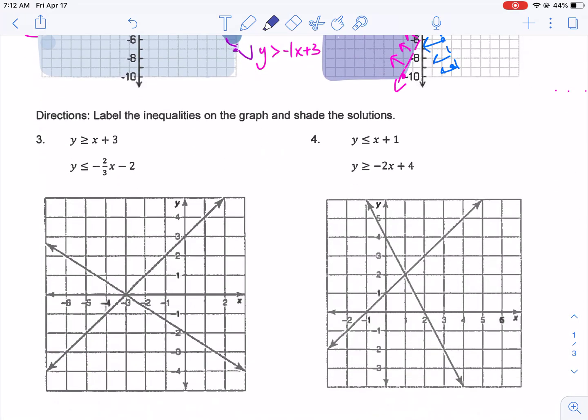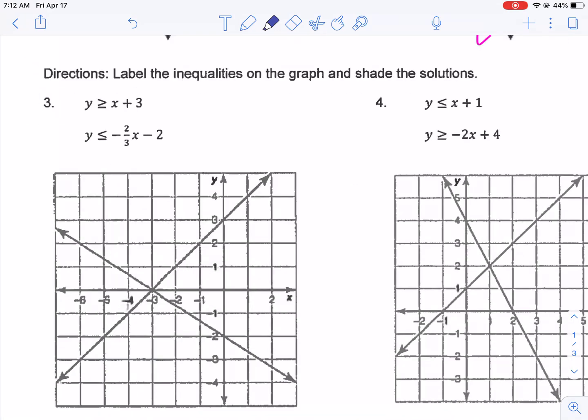Let's take a look at number 3 and 4. 3 and 4, the inequality, or the lines are already there. You need to figure out where the shading goes to. Well, first off, we got to figure out which inequality is which line. So one of the easiest things I try to do is pick out the y-intercept. This y-intercept is 3. Well, if I look at my inequalities, this has to be that. So y is greater than or equal to x plus 3.